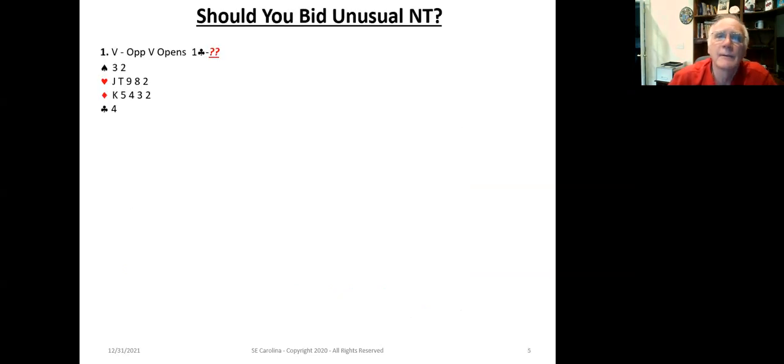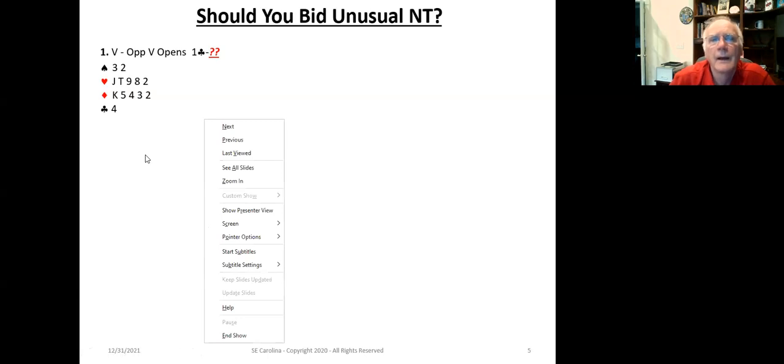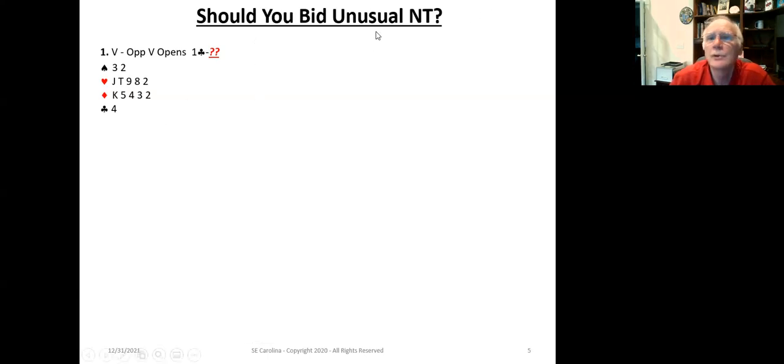All right, let's look at a couple of examples here. Should you bid 3 no trump? Should you use an unusual no trump on this hand? In the first one, we're going to look at the vulnerability. Let's look at the first example here.